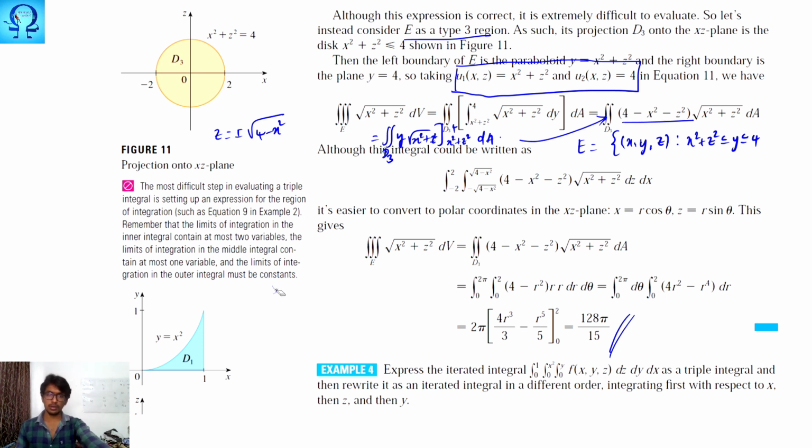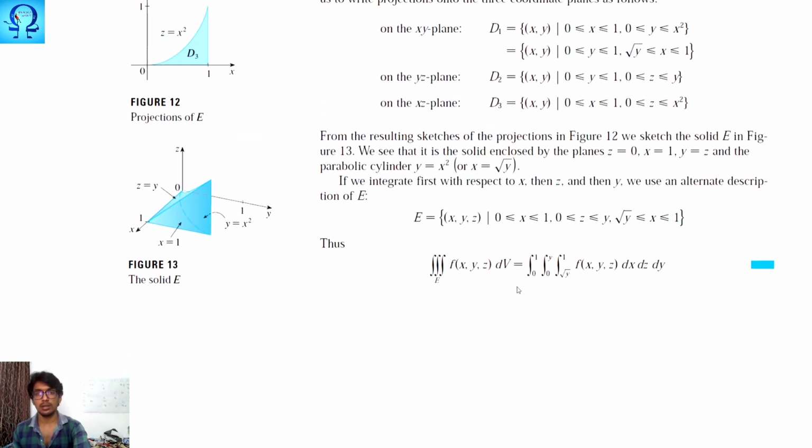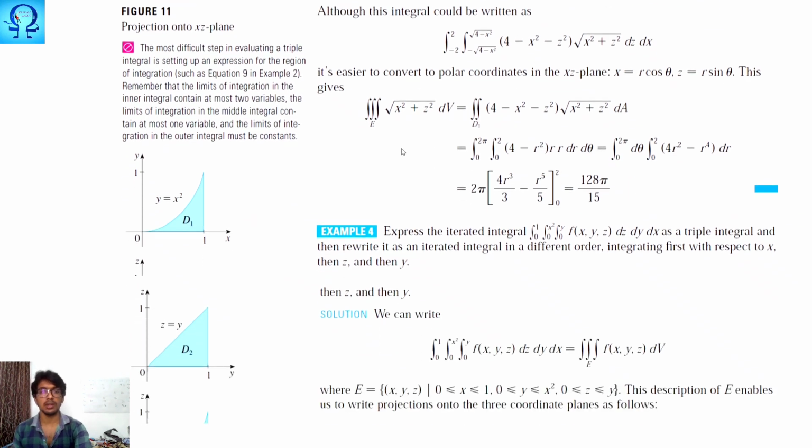Next, we are about to solve this problem. We have to express this iterated integral as a triple integral, and then rewrite it as an iterated integral in a different order. First we integrate with respect to x, then z, and then y. So we'll have to shuffle all these things, and we have to be very clear with this integral. Let me write it here.